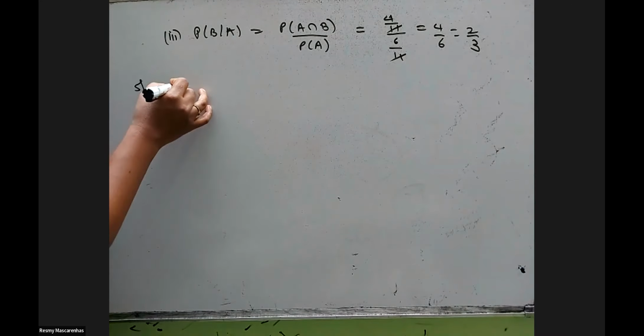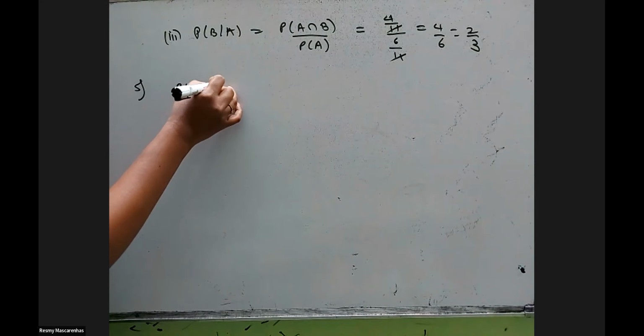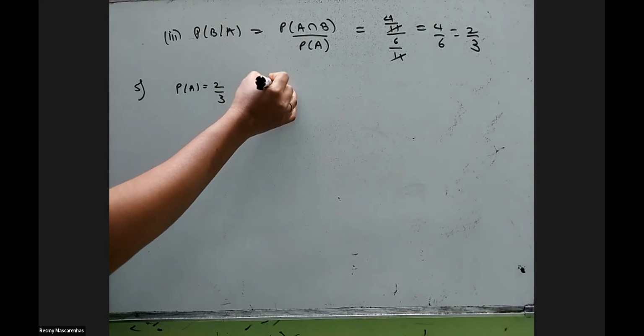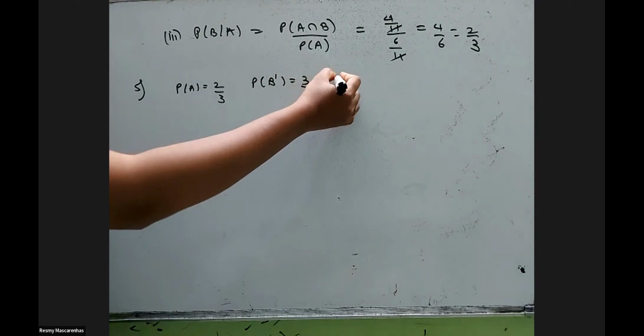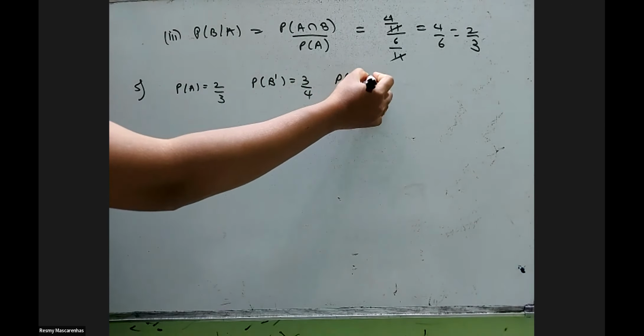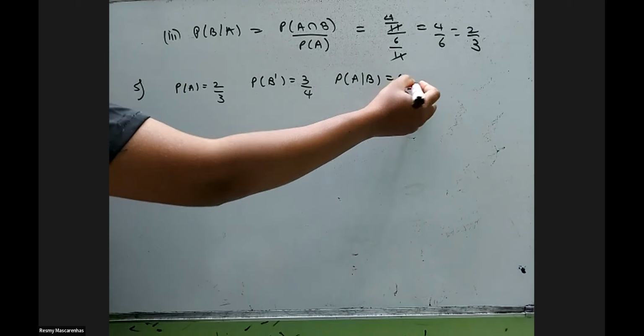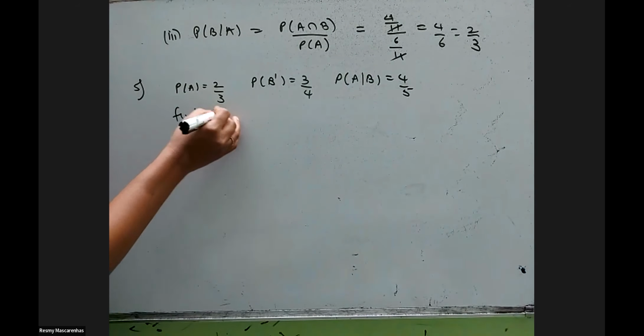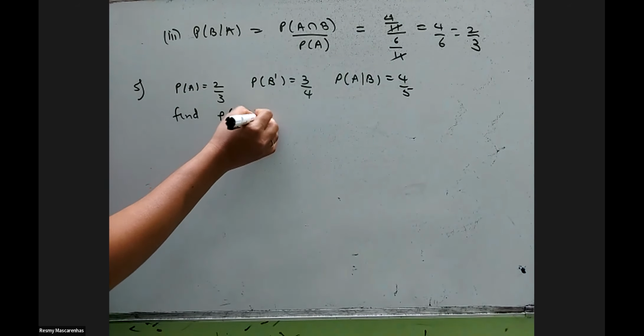Fifth question. P of A is 2 by 3. P of B dash is 3 by 4. P of A upon B is 4 by 5. Find P of A intersection B.